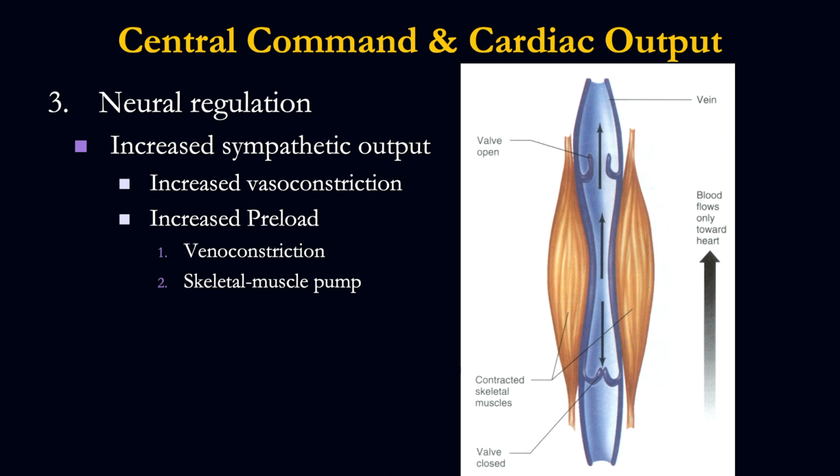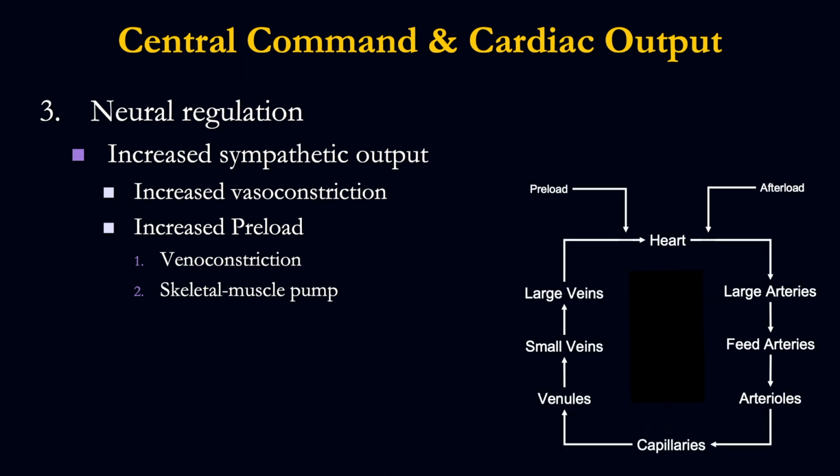That increases preload. SNS output, generally speaking, causes vasoconstriction broadly across the cardiovascular system. That's going to increase preload for us by two mechanisms so far, venoconstriction as well as the skeletal muscle pump. But we can add also the respiratory pump. During exercise, what are we doing a lot of? We're breathing in and out. Our breathing is accelerated. This changes the pressure differences within the thorax.